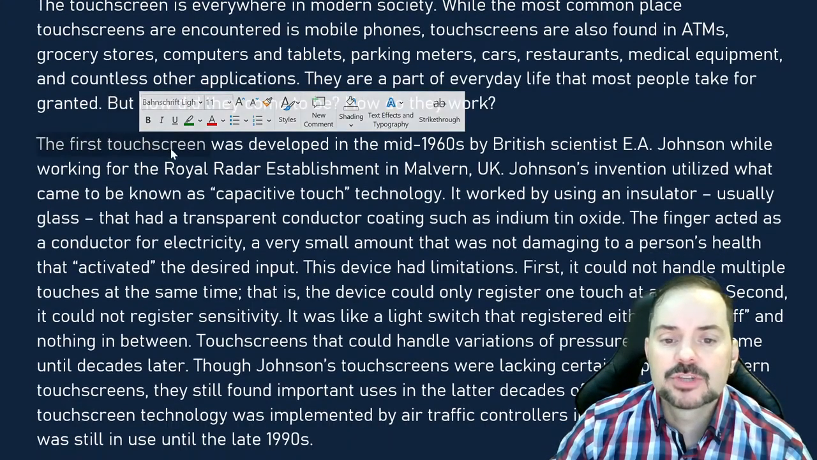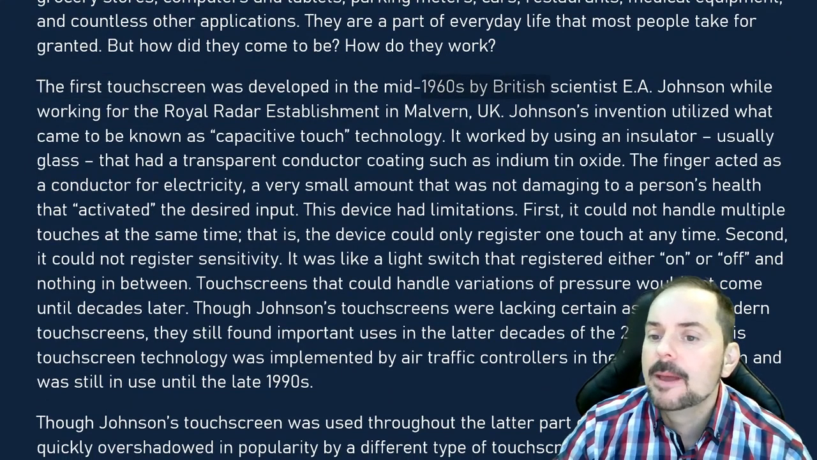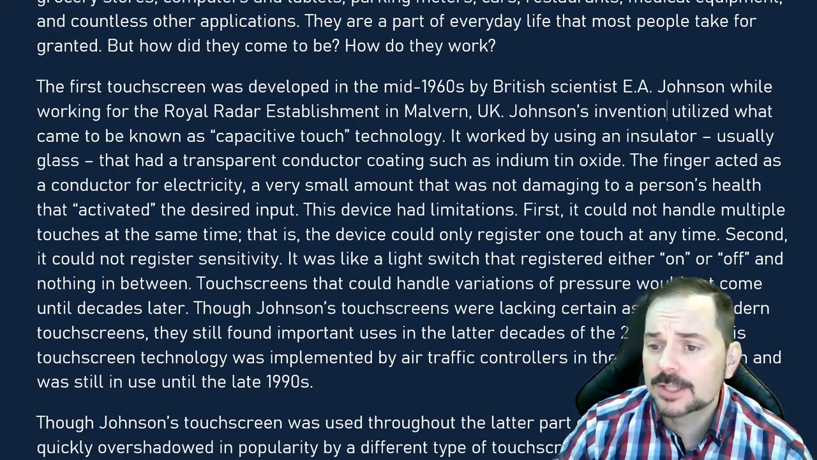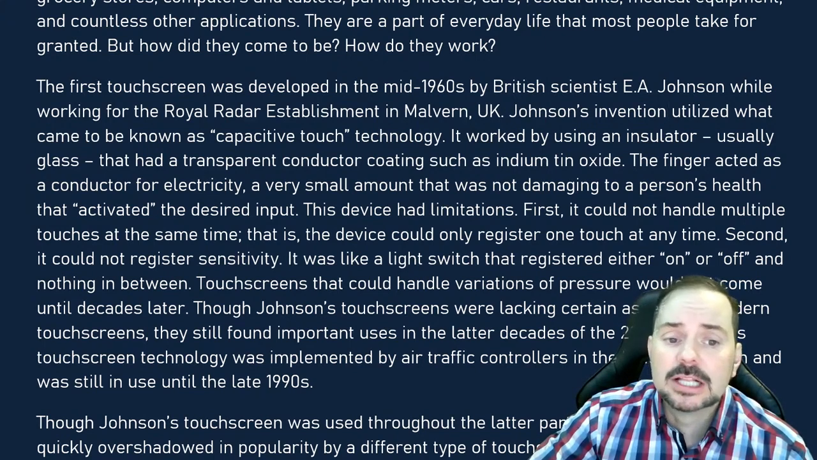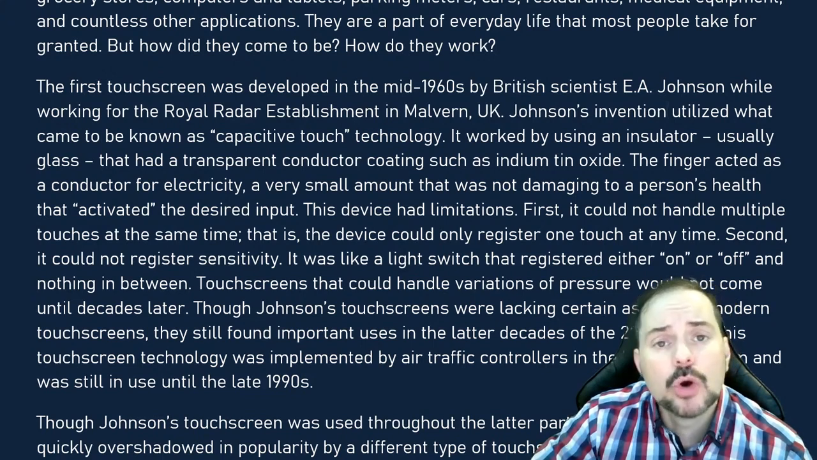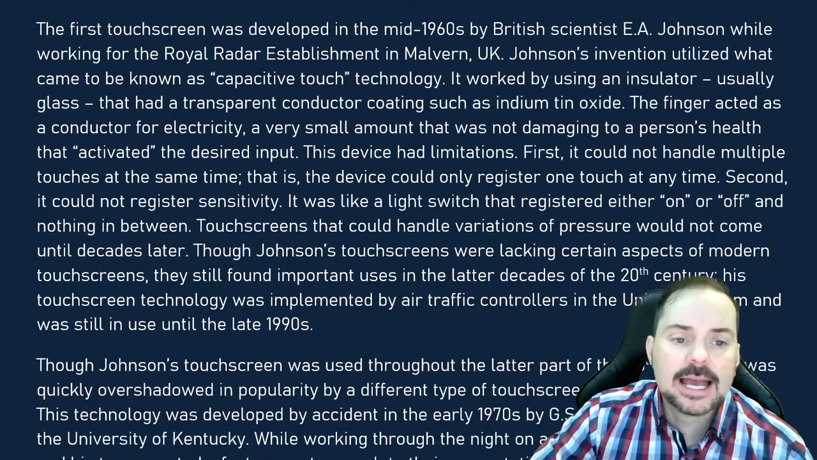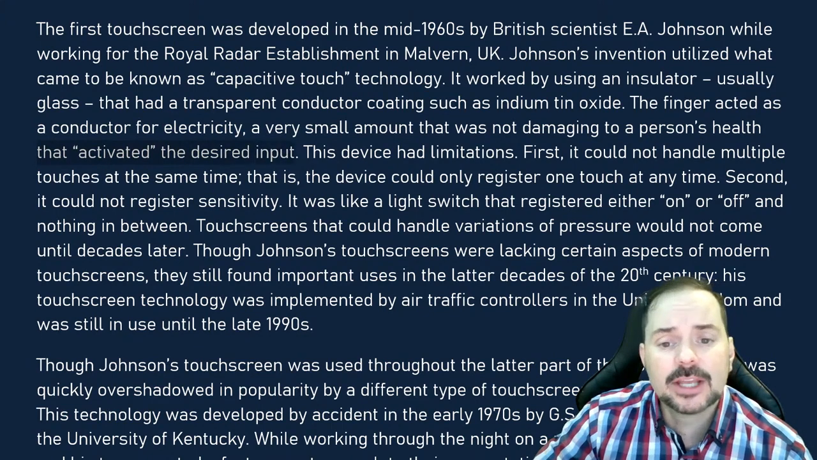The first touchscreen was developed in the mid-1960s by British scientist E.A. Johnson while working for the Royal Radar Establishment in Malvern, UK. Johnson's invention utilized what came to be known as capacitive touch technology. It worked by using an insulator, usually glass, that had a transparent conductor coating such as indium tin oxide. The finger acted as a conductor for electricity, a very small amount that was not damaging to a person's health, that activated the desired input.